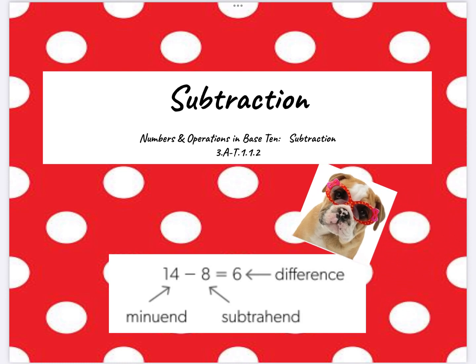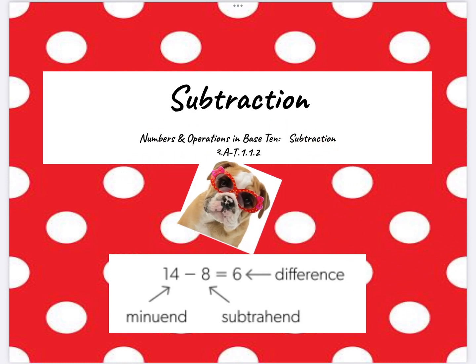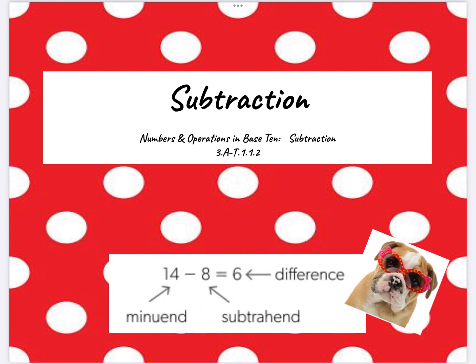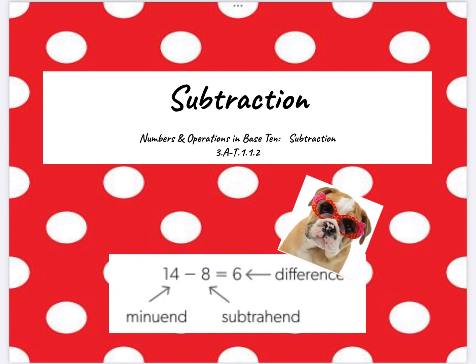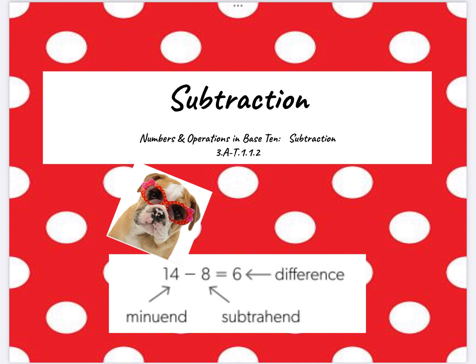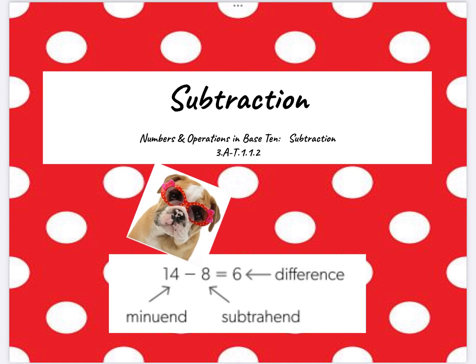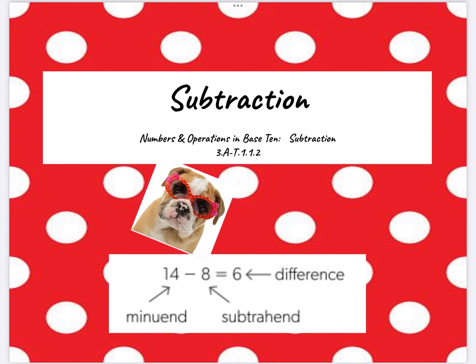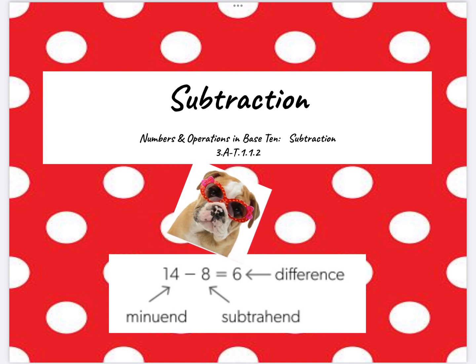Hey friends, today we're going to be talking about subtraction. So here are a few vocabulary words we're going to be working on. The minuend is the total, like the big number, that we're going to subtract from. The subtrahend is the number we are subtracting, and then the difference is like our answer.